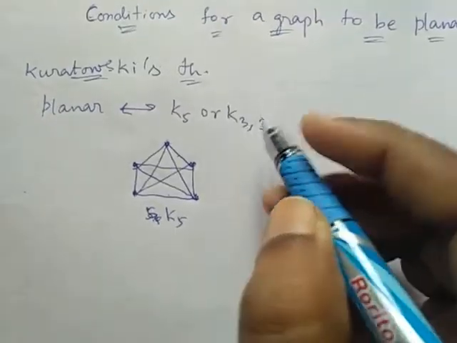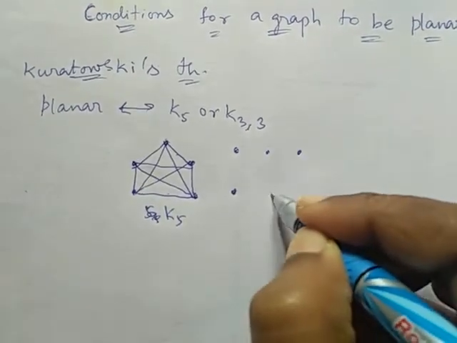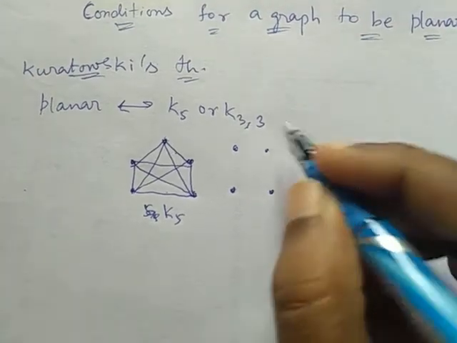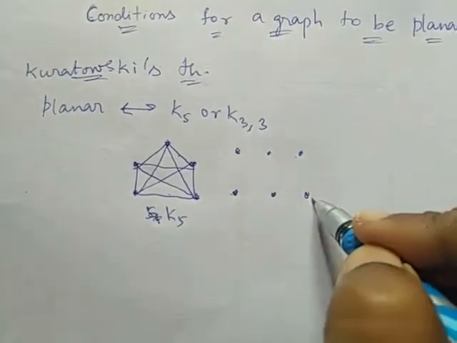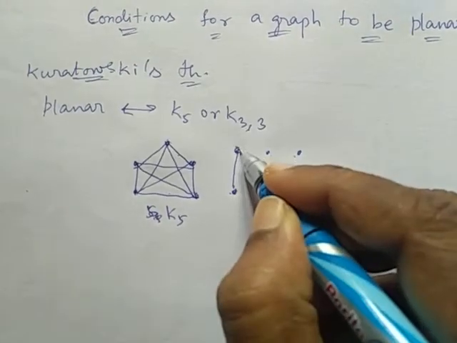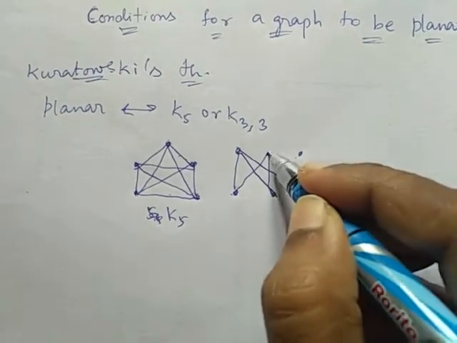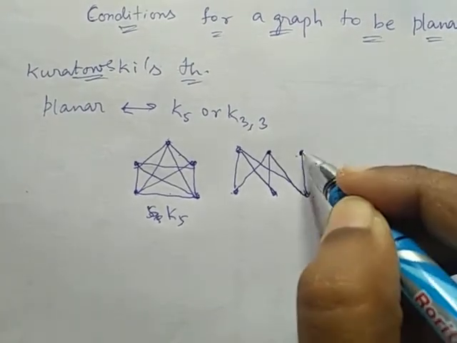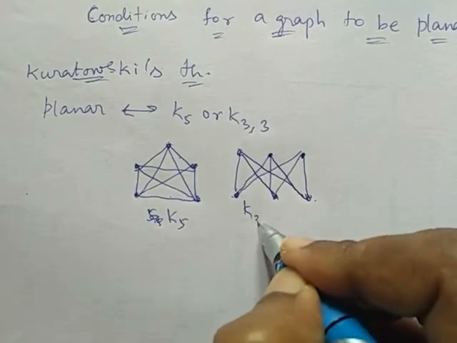So what is K3,3? It has 6 vertices divided into 2 sets. The first set has 3 vertices, the second set also has 3 vertices, and each vertex in one set is connected to all the vertices in the other set. So this is K3,3.